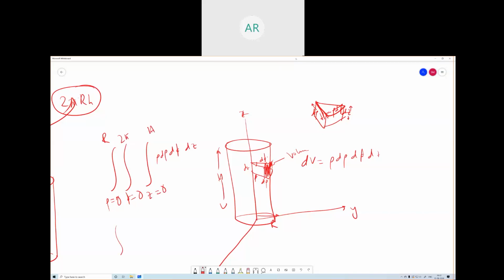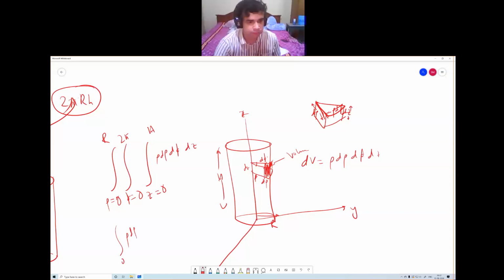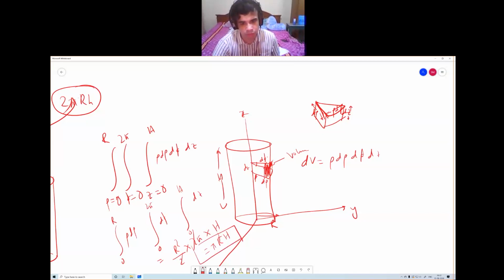Good. So this is the integral of rho d rho from 0 to r, d phi from 0 to 2 pi, dz from 0 to h. So this is r square by 2, 2 pi h. This 2 gets cancelled. Pi r square h. Isn't this the formula which you studied in school? The volume of a cylinder is pi r square h. Remember this one? Same formula. Now you understand how it comes.